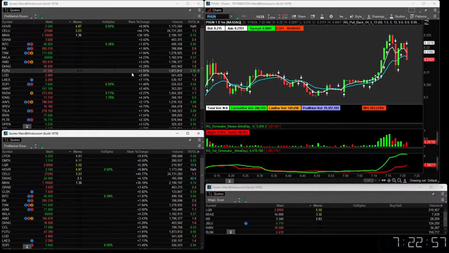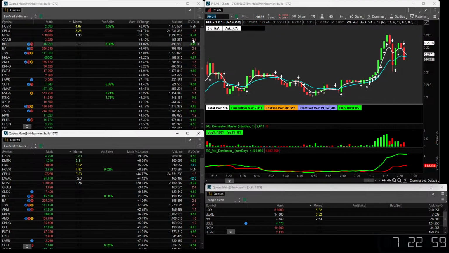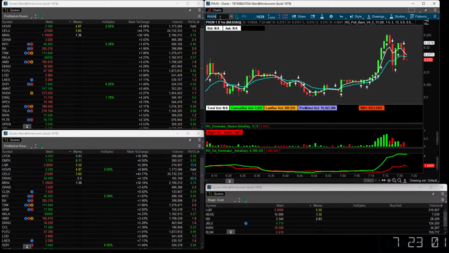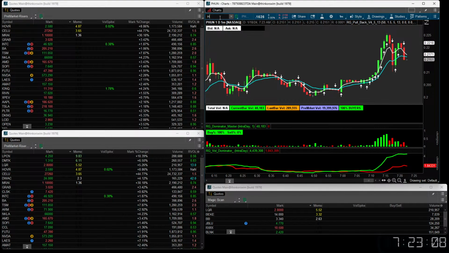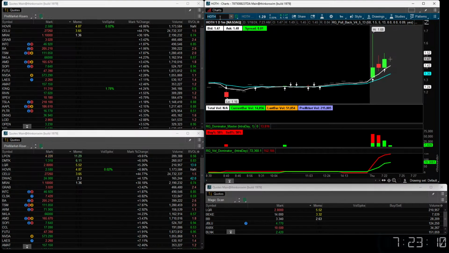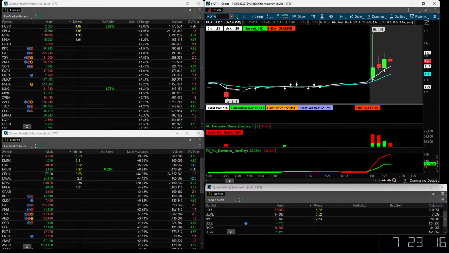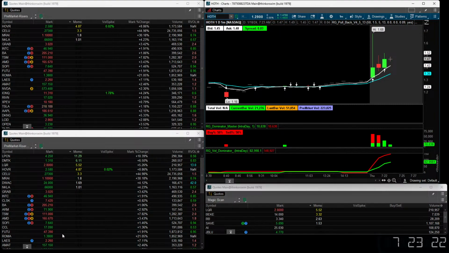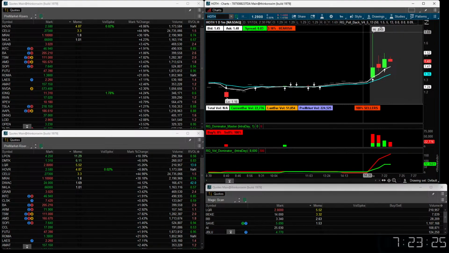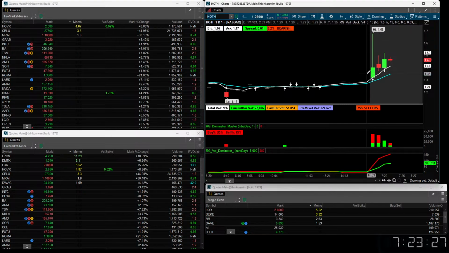Is HOTH a symbol? Red line above the green one. Don't know if I like that. I don't like that tall candle wick either. That's devastating right there.